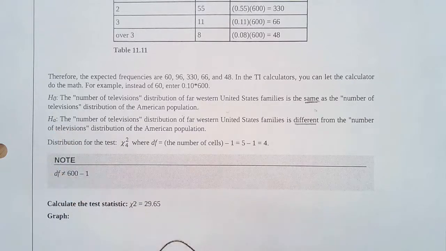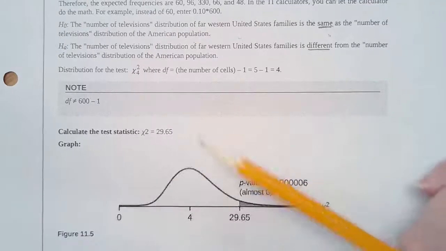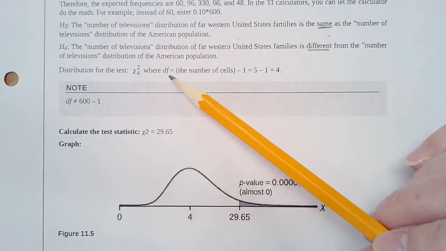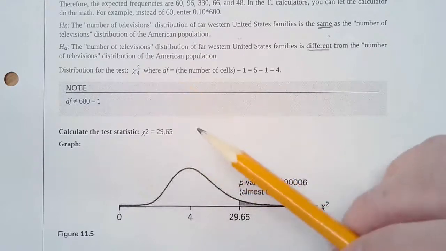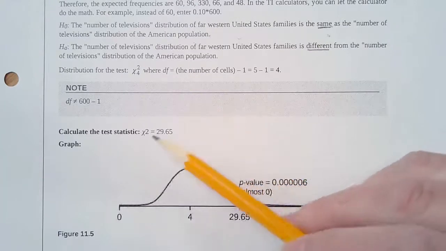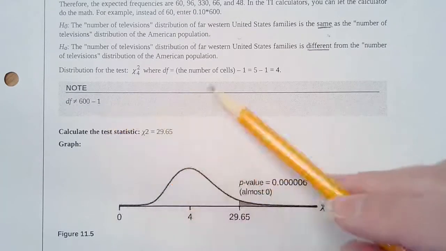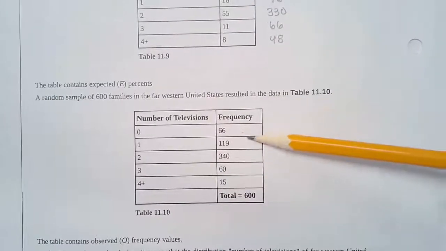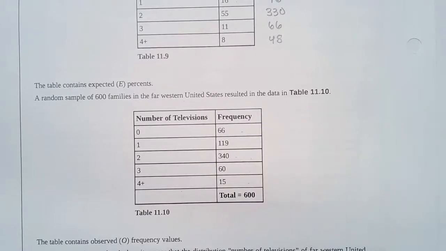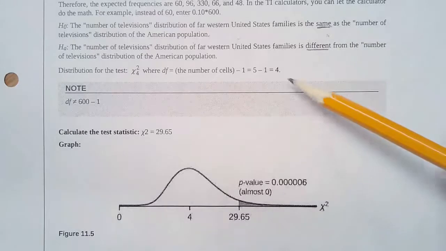Okay, and a quick reminder, when we find our degrees of freedom for this, because it's a goodness of fit test, we're not doing the number of trials minus 1. It's not 600 minus 1. It's the number of cells. Okay, so if we take a look at this, we have 1, 2, 3, 4, 5. It's 5 minus 1, which gives us the degrees of freedom being 4.